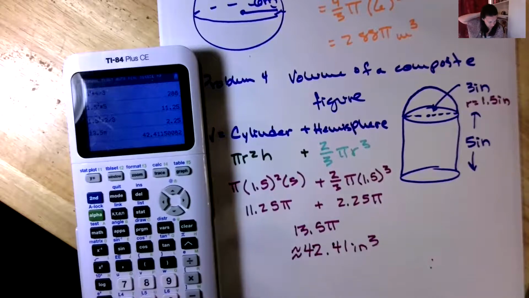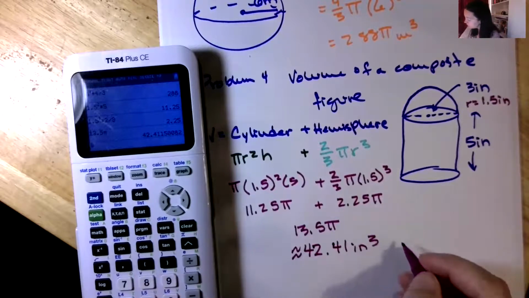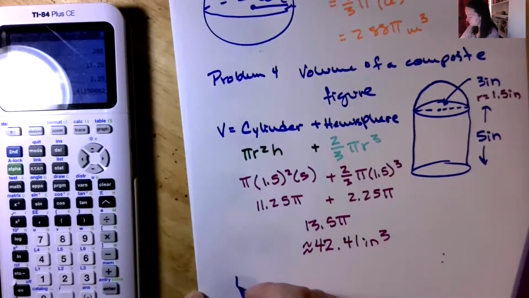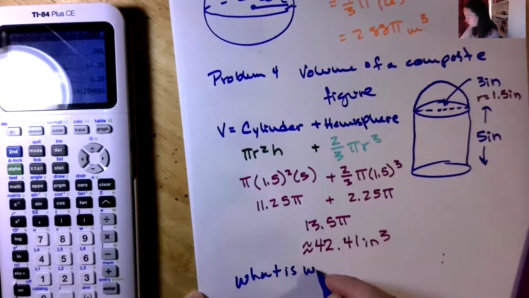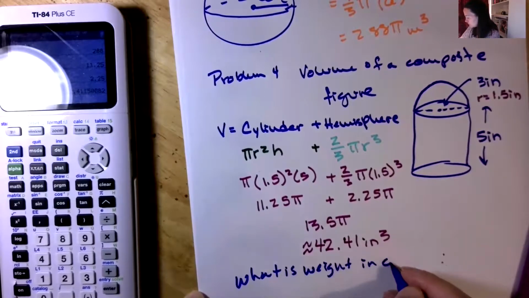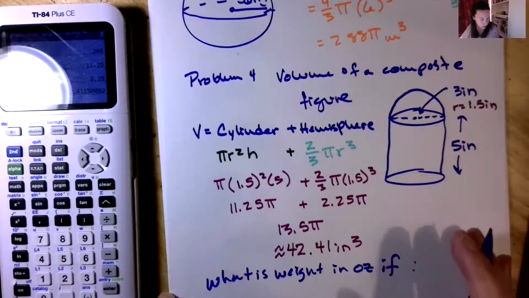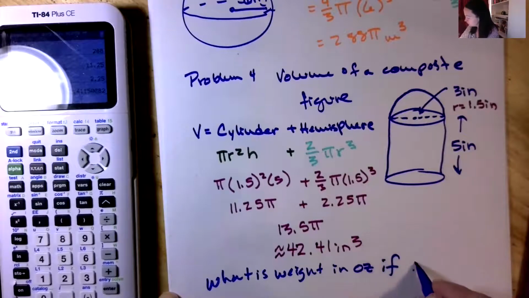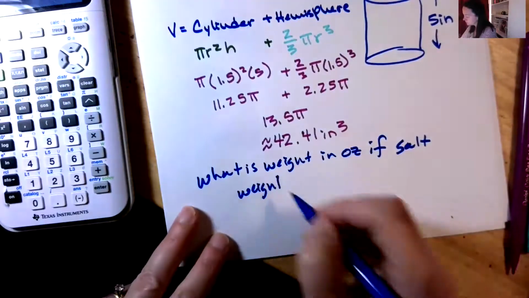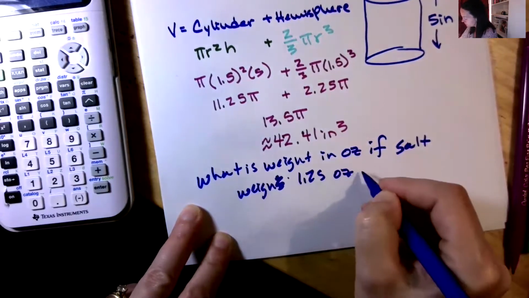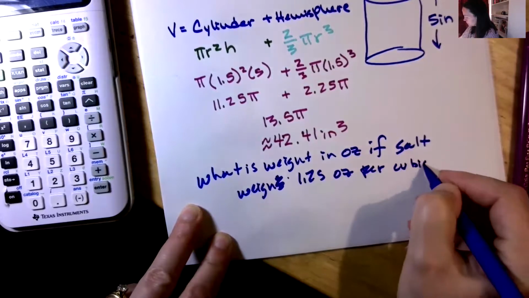This actually has a second part to it. So if this is our volume, what is the weight in ounces if salt weighs 1.25 ounces per cubic inch? That also is its density. Weighs 1.25 ounces per cubic inch.